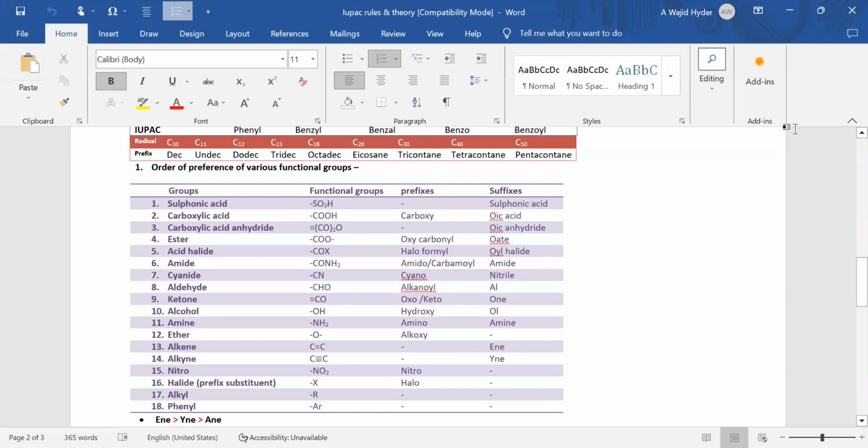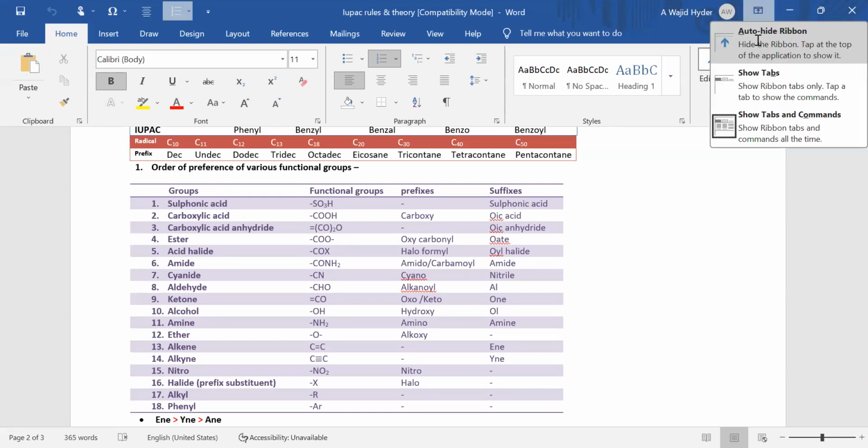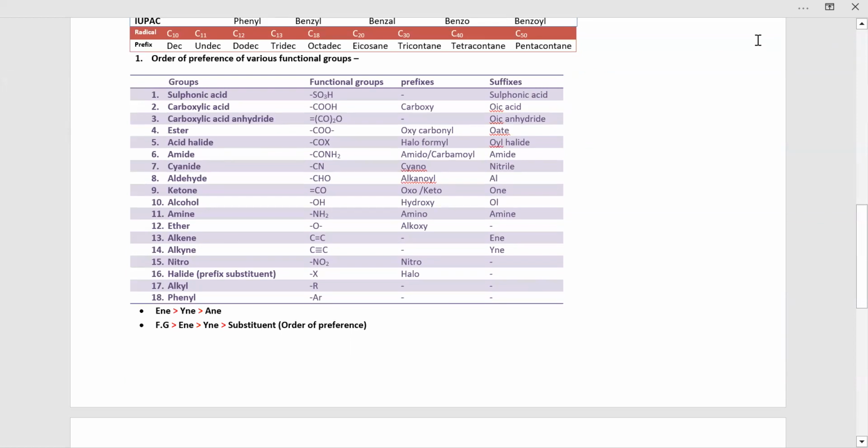Can you see, Ojas? Now see here. Alcohol and carboxylic acid. When both are present, either of the two can be the suffix. Since this is stronger, this will be the suffix. Then this can't be the suffix now. Rest all will be prefixes, whatever groups are there.